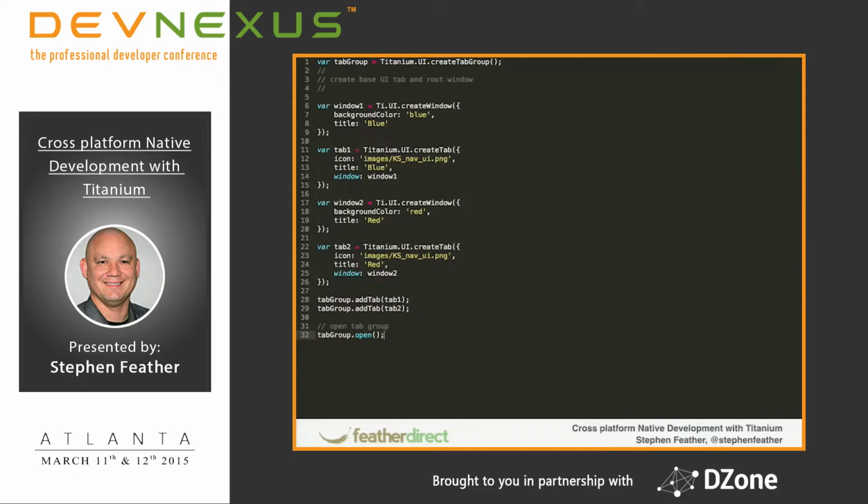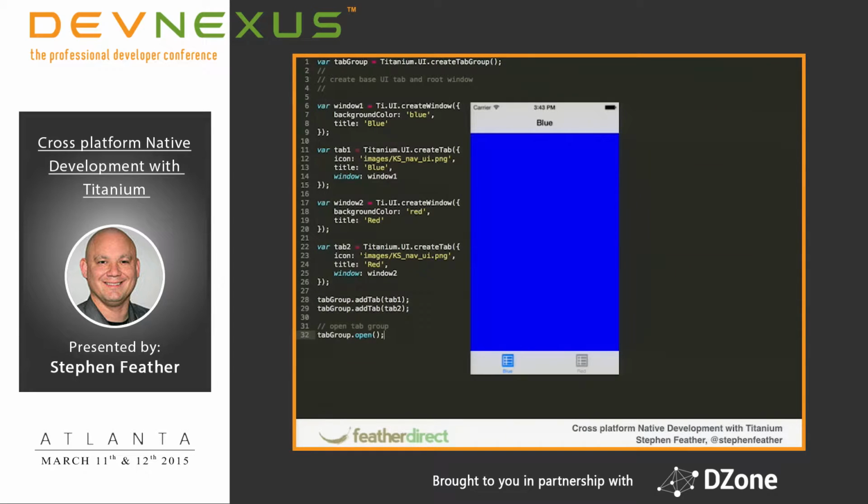Down here, I've got a tab group that opens, so I'm assuming that I've got a tab group in there somewhere. I've got tabs, and I know that I need to have windows on tabs, so I've got 2 windows, but I really don't know what this is going to look like, all right? That code generates this on iOS, same code generates this on Android. 1 code base, 2 native looks and feels.